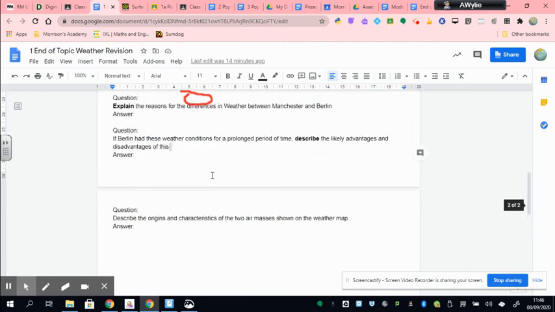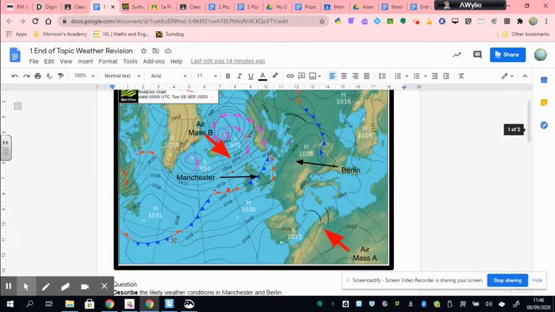And finally, let's have a look at our last question. So in this last question, I'm just going to rub that out there, origins and characteristics of 2 air masses. So the first part of that, origin, is where has it come from? So in this case, air mass A is coming from Africa. So its origin would be Africa, okay, or more specifically the Sahara Desert.